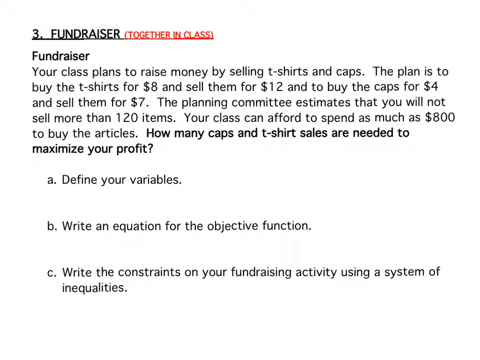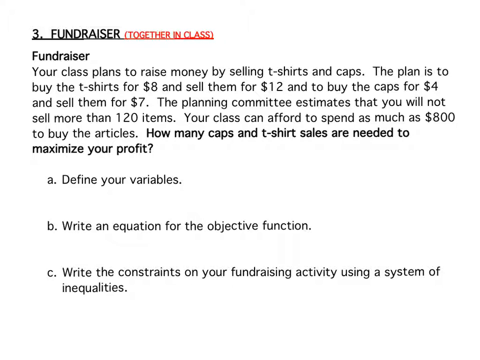Okay, so looking at the problem. Your class plans to raise money by selling t-shirts and caps. The plan is to buy the t-shirts for $8 and sell them for $12, and to buy the caps for $4 and sell them for $7. The planning committee estimates that you will not sell more than 120 items. Your class can afford to spend as much as $800 to buy the articles. How many caps and t-shirt sales are needed to maximize your profit?